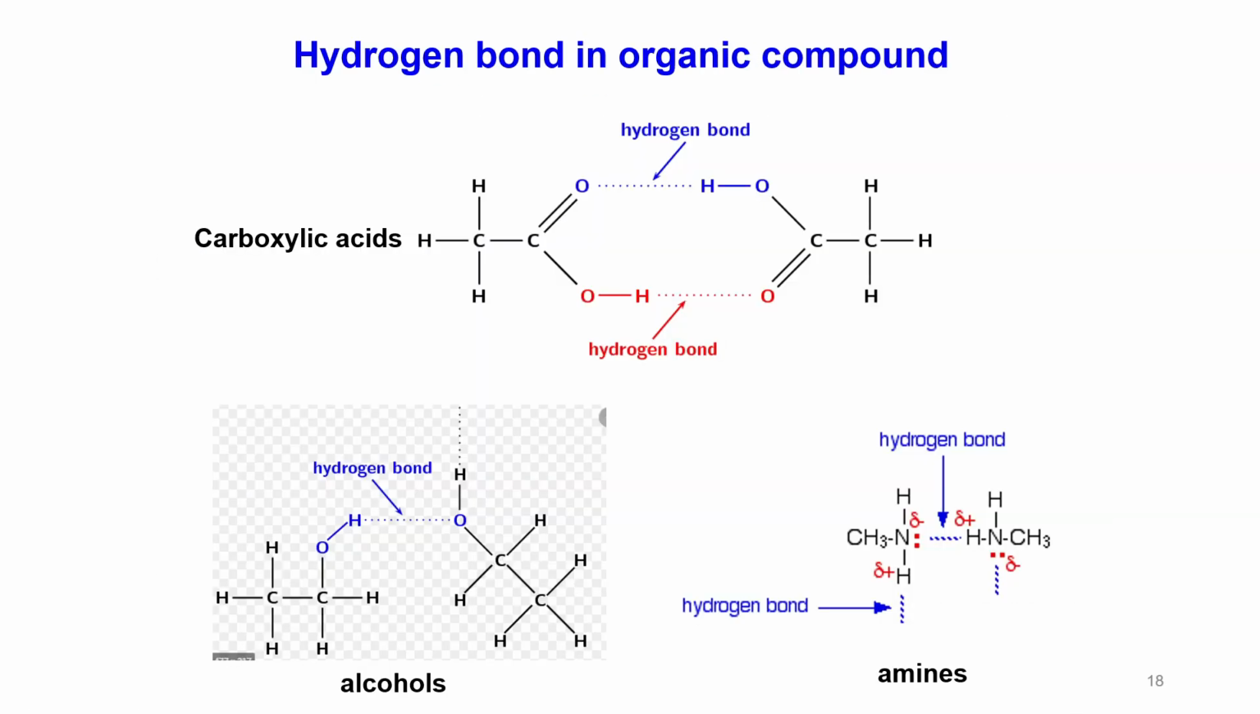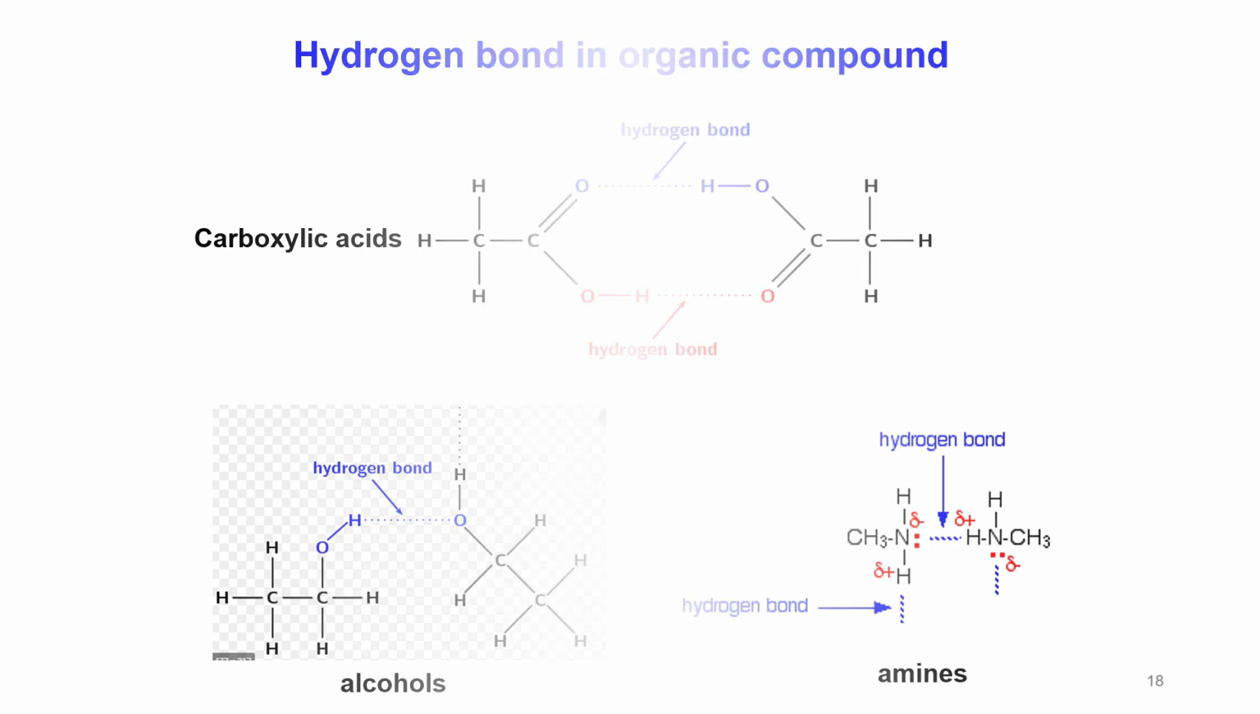Okay, hydrogen bond in organic compounds. So this is an example of hydrogen bond in organic compounds such as carboxylic acid, which has hydrogen bond because in carboxylic acid we have O and also H. In alcohol we have OH, hydroxyl, so OH can form hydrogen bond. And then in amine, amine has nitrogen and hydrogen. We must remember the three earlier, which are fluorine, oxygen and nitrogen.